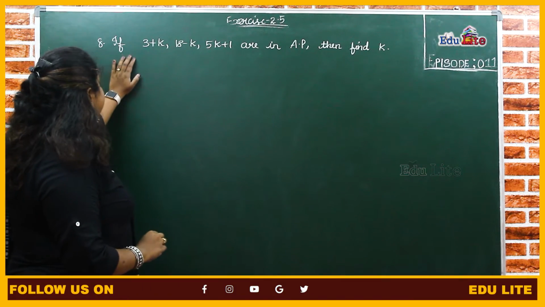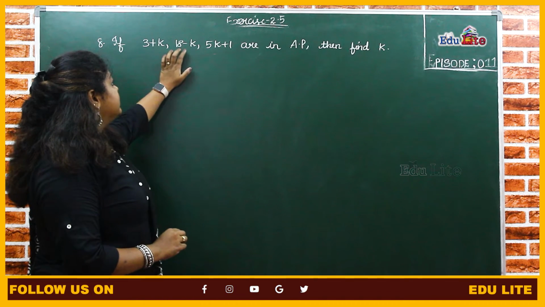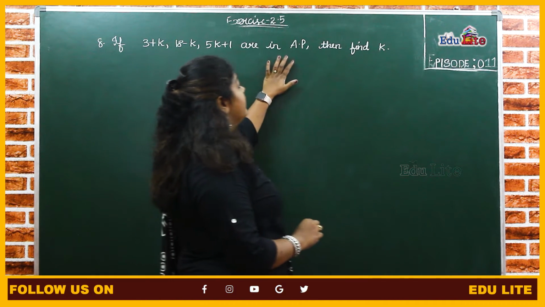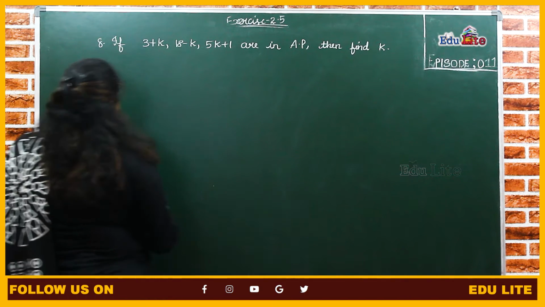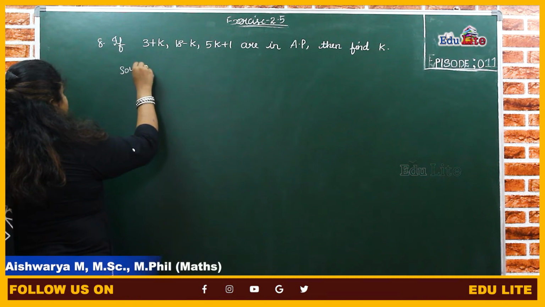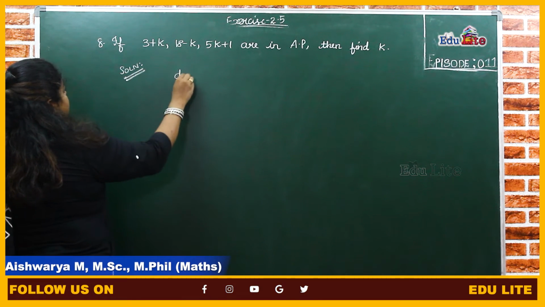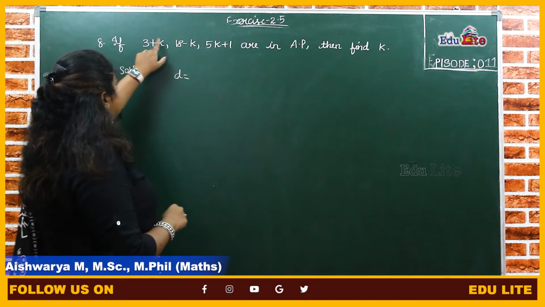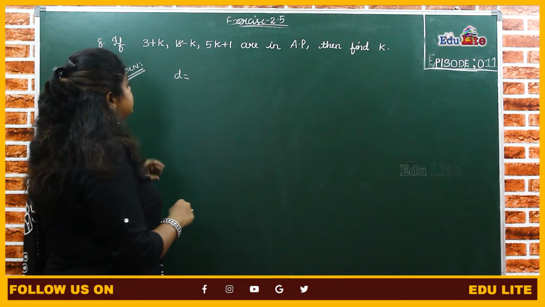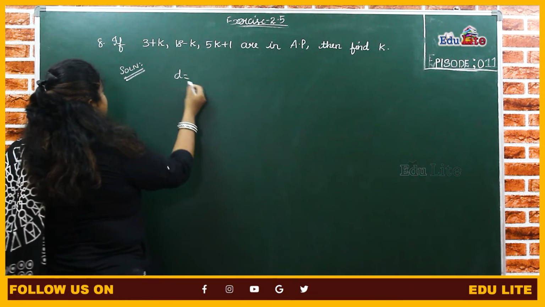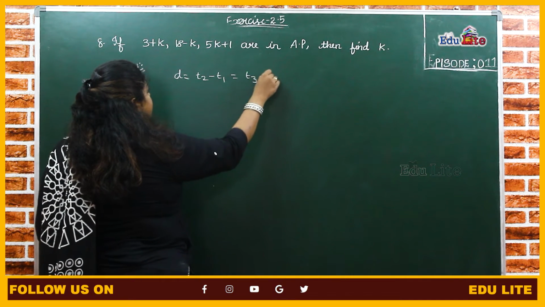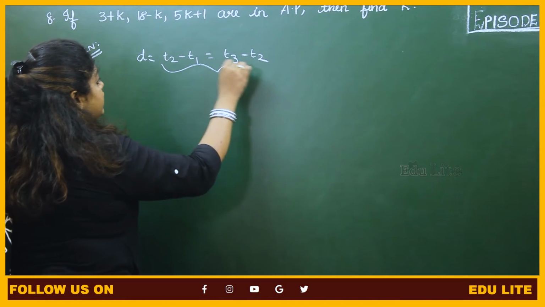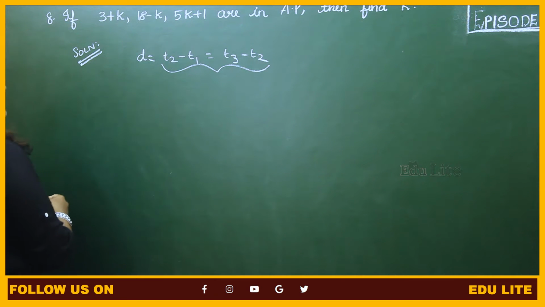The next problem we are given is that 3 plus k, 18 minus k, 5k plus 1 are in AP. We have to find the value of k. We can find k by using the d term. Why we are using the d term is, the common difference between any two consecutive terms is equal. Therefore, d will be t2 minus t1 as well as t3 minus t2. So we can use this equation to find the value of k.